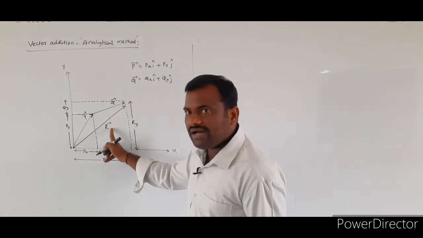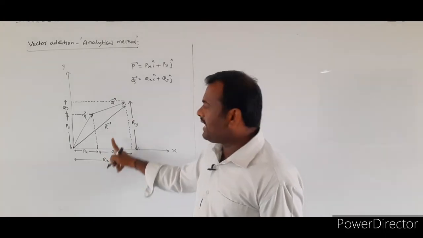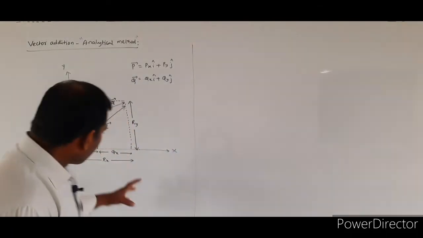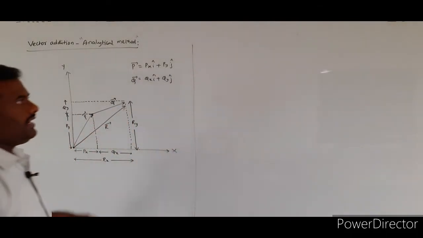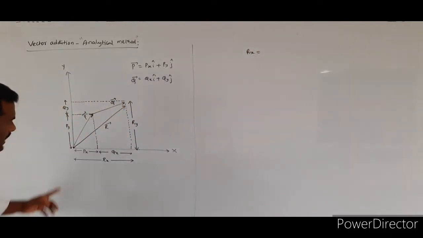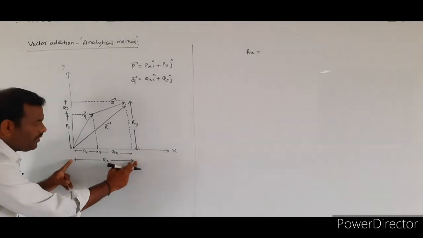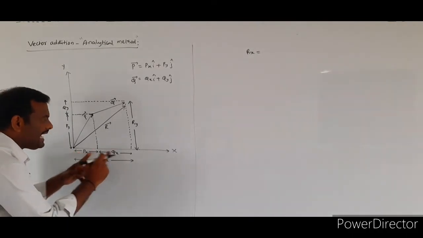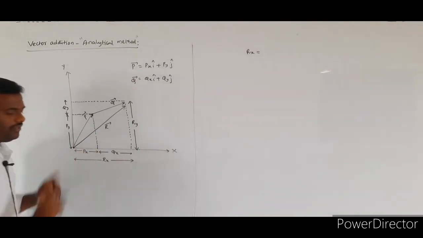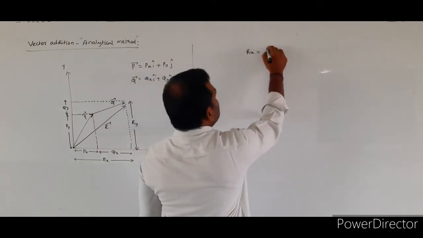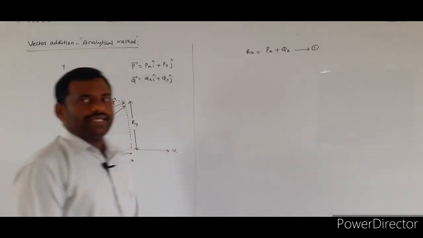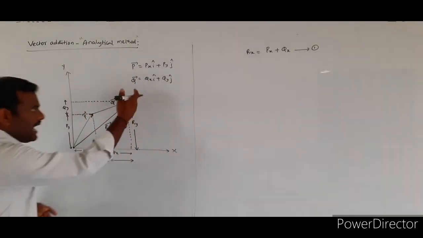The x component of R bar will be taken as Rx and the y component of R bar will be taken as Ry. Therefore, from this figure I will write Rx value is equal to the sum of Px and Qx. Rx value is equal to what? Px plus Qx. Rx is equal to Qx plus Px. Next, Ry value.